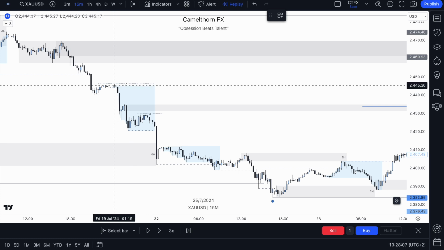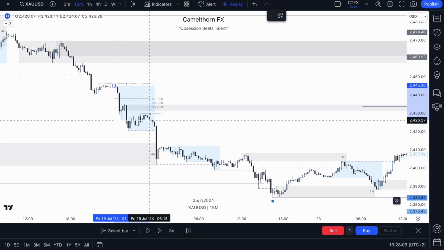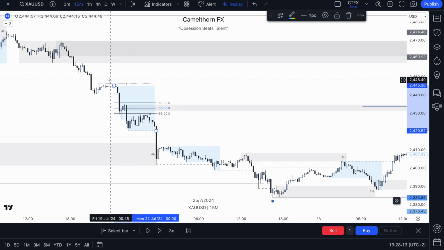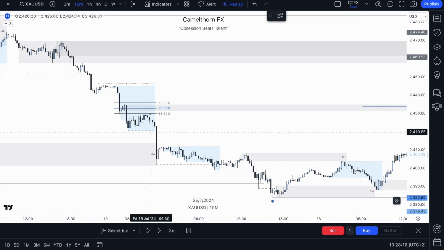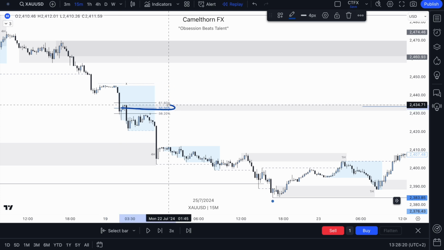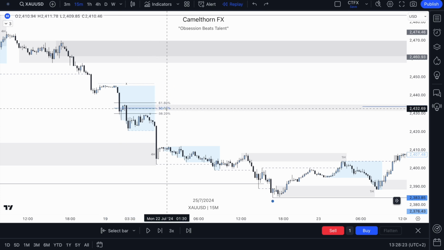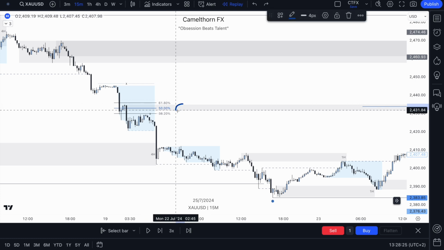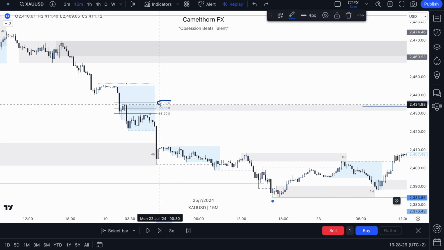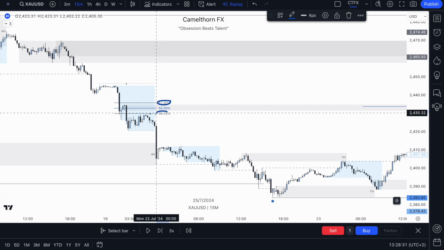And if we bring on our Fibonacci tool and draw it from the open to the close of our Asian session range, we can see that that 15-minute supply sits perfectly at our 50%. Another way to look at it is that that 15-minute supply zone sits between our 61.8 and our 38.2 Fibonacci retracement ratios.